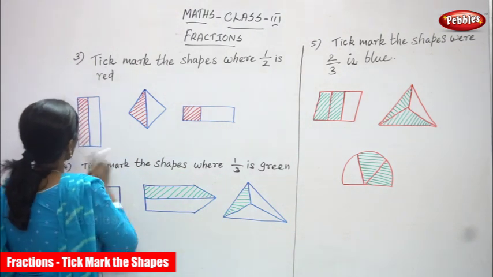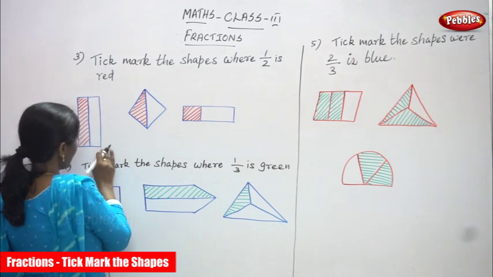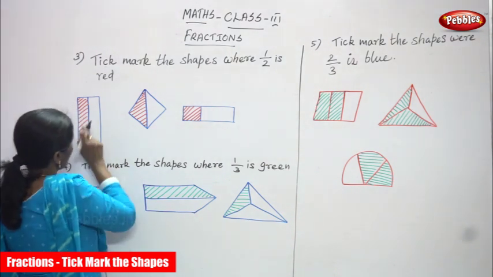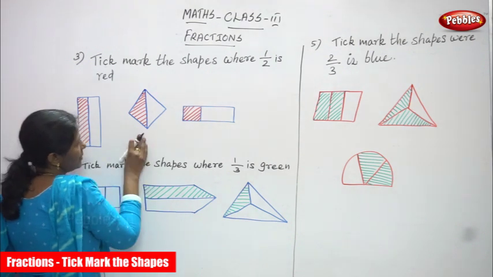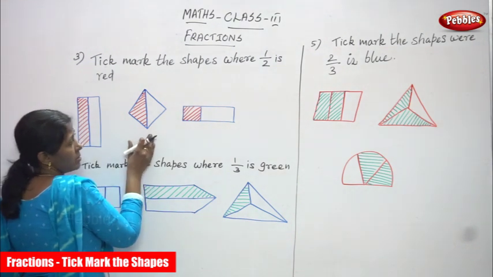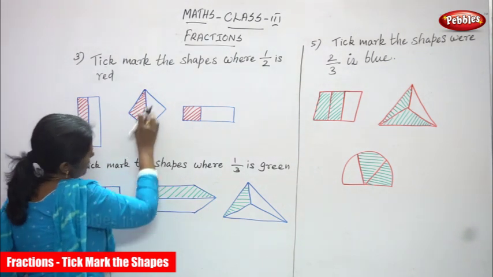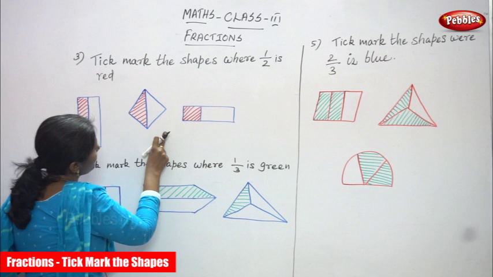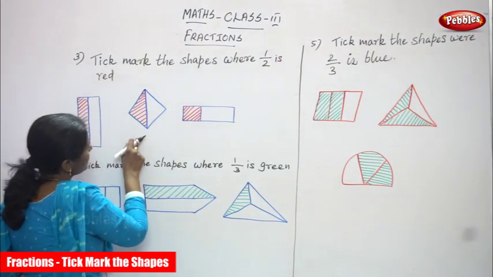So this is 1 by 2, this is correct, because I cut into two equal parts, then I shaded only one part in red color. This is exactly 1 by 2. And the next diagram is also what? It is not a triangle, it looks like a triangle, but actually it's a diamond shape. I cut into equal parts, then I shaded only one portion in red color.